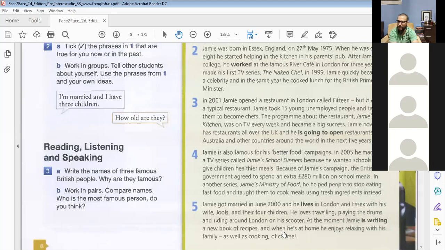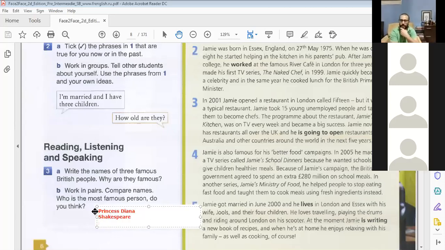Samiha? Princess Diana, maybe. Okay, Princess Diana. Shakespeare. Okay, let's write some of them and then we can agree. So we have Princess Diana, and we have Shakespeare.